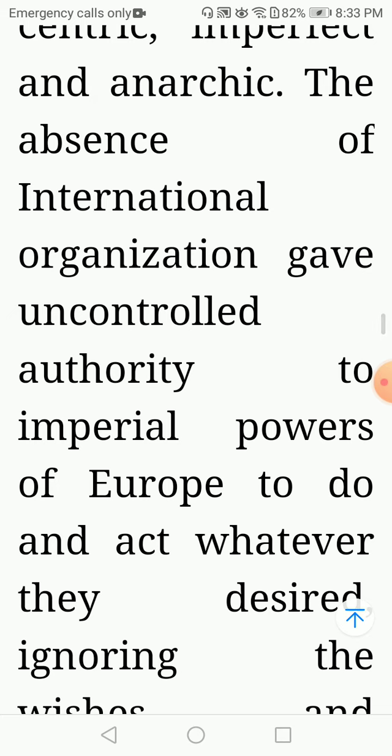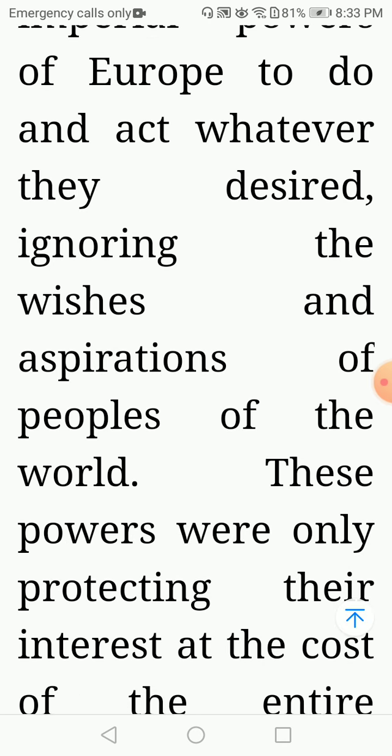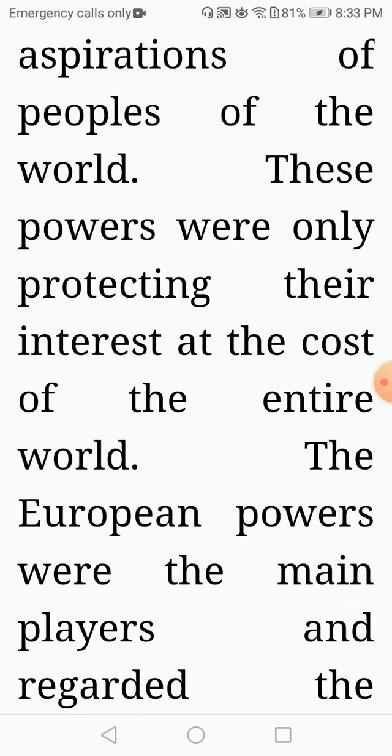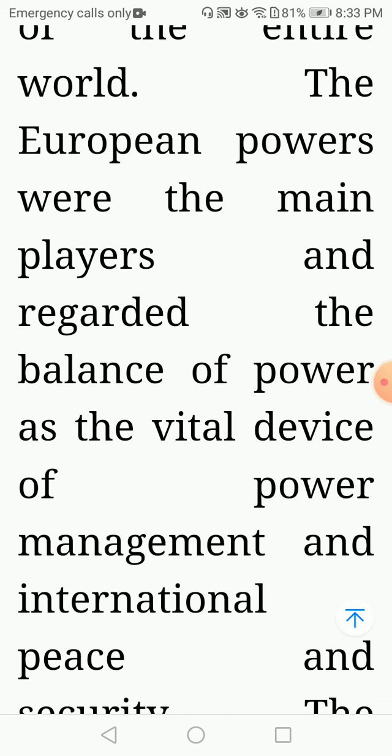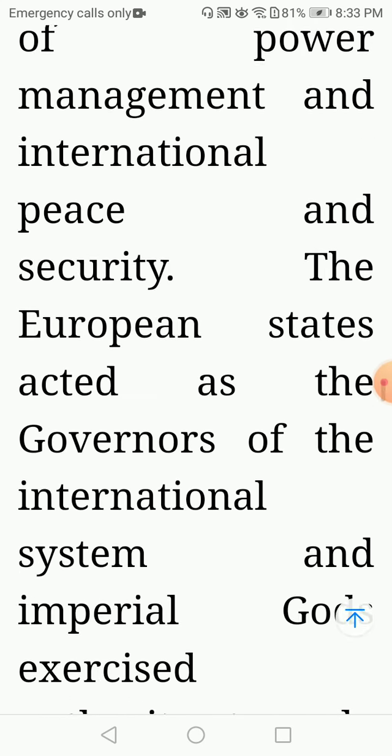The absence of international organization gave uncontrolled or absolute authority to imperial powers of Europe to do and act whatever they desired, ignoring the wishes and aspirations of the people of the world. These powers were only protecting their interests at the cost of the entire world. The European powers were the main players and regarded the balance of power as the vital device of power management and international peace and security.